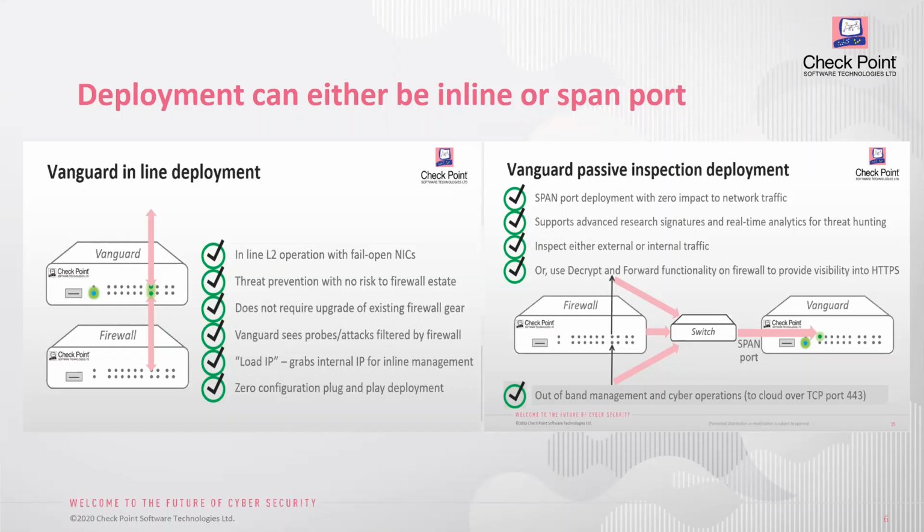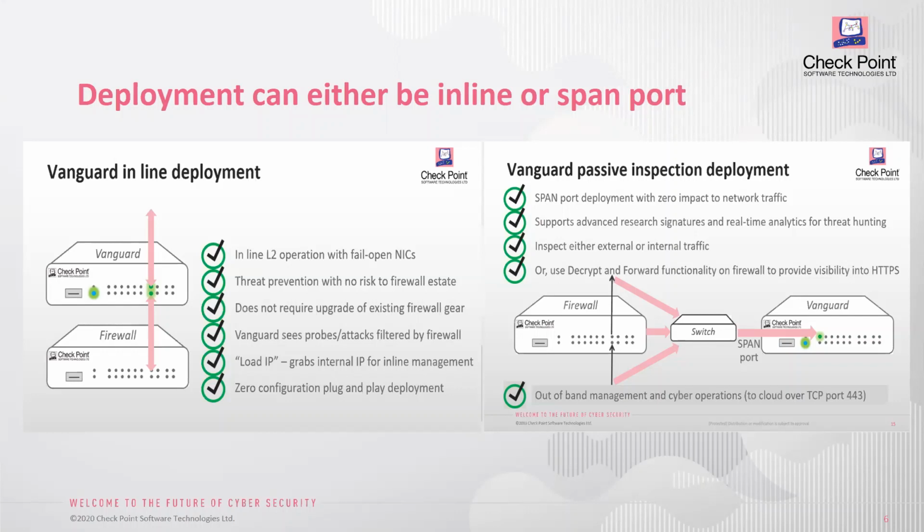You're putting this in line and basically applying all the blades from the threat prevention layer, for those that are aware of R80. It does not require upgrade of existing firewall gear. So this can be used as a supplemental threat prevention piece behind a gateway that might not be a Check Point appliance. We believe in prevention and providing the best security for our customers. And ultimately, if we're catching things that the incumbent is not, generally that customer will shift to us, right? This is kind of a proof of the pudding test.